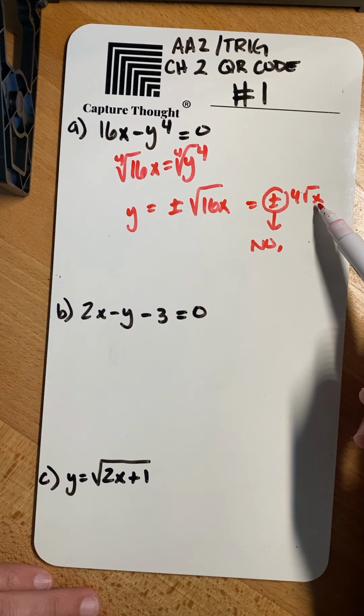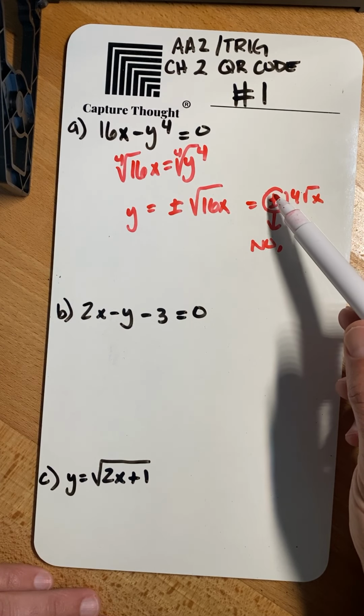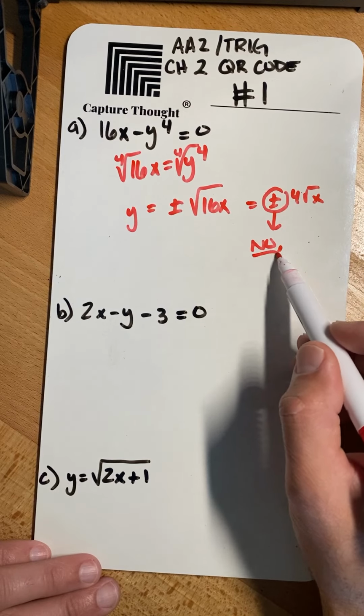So if you give me an x of 4, for example, I would take the square root of 4, get 2, multiply it by 4, get 8, and I can either have positive or negative. So this one is definitely a no.